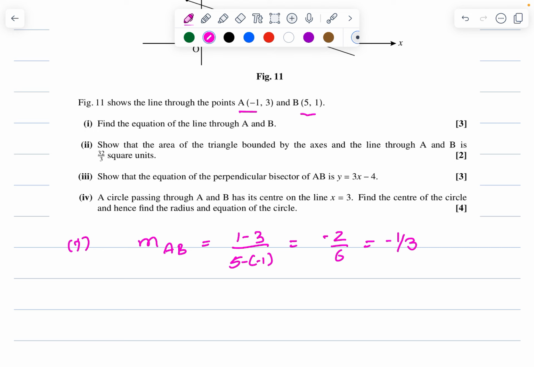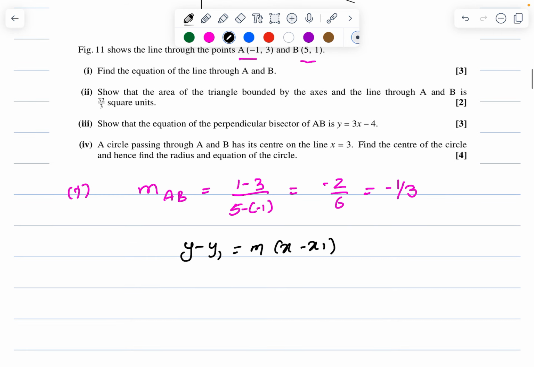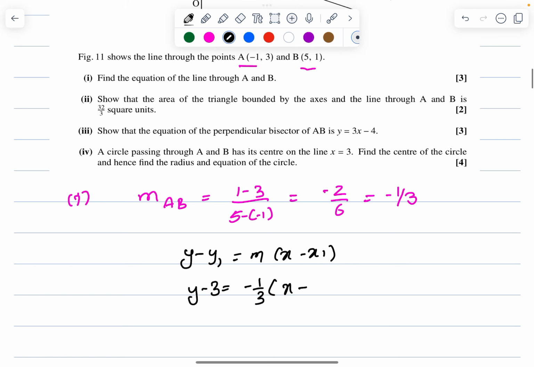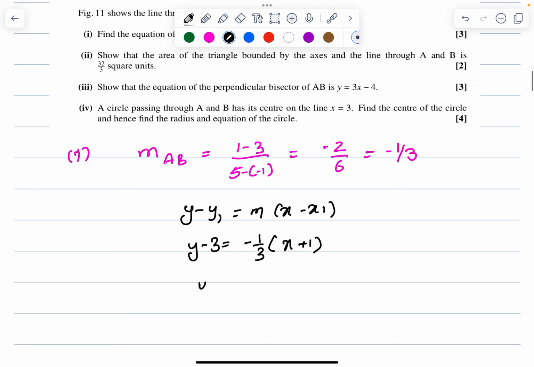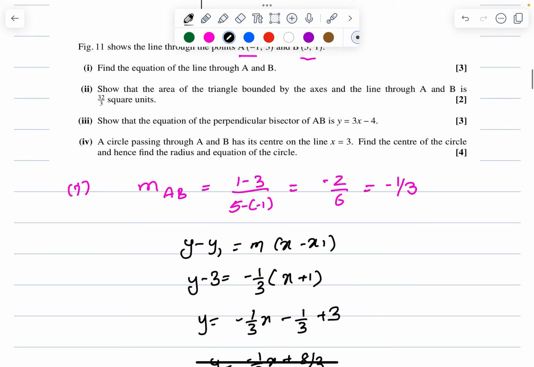Then I find the equation, which is y minus y1 equals m times x minus x1. So y minus 3 equals negative 1 upon 3 times x minus x1. Minus of minus 1 is plus 1. So y equals negative 1 upon 3 x minus negative 1 upon 3 plus 3. So y equals negative 1 upon 3 x plus 8 upon 3. This is going to be the answer.